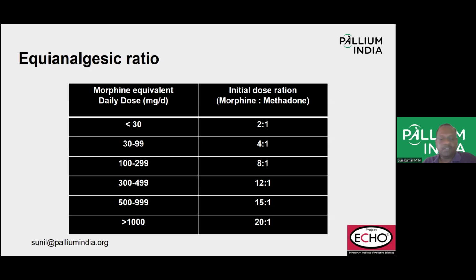That means 100 milligram of tramadol is equal to 10 milligram of morphine. And fentanyl is 100 times more potent than morphine. So, but the ratio is constant, whatever be the dose of morphine in case of tramadol and fentanyl. But you look here, in case of methadone, you can see, depending on the dose of morphine, the potency of methadone varies. So for this patient, we decided to convert her to methadone.